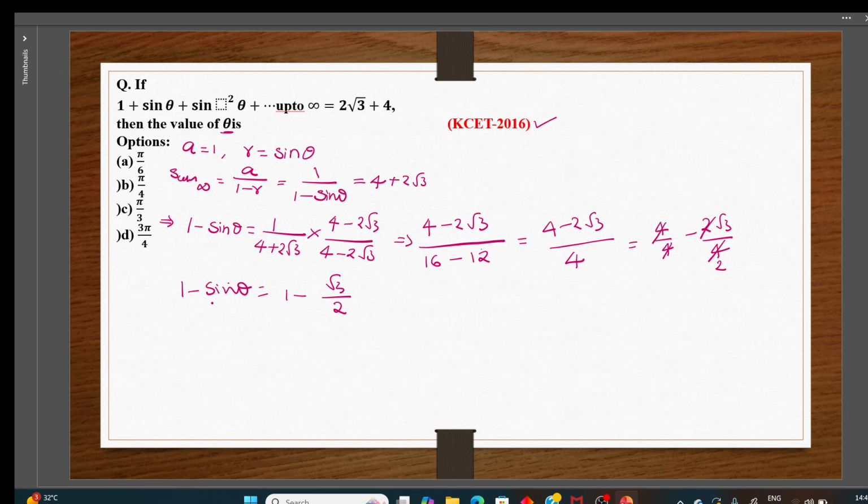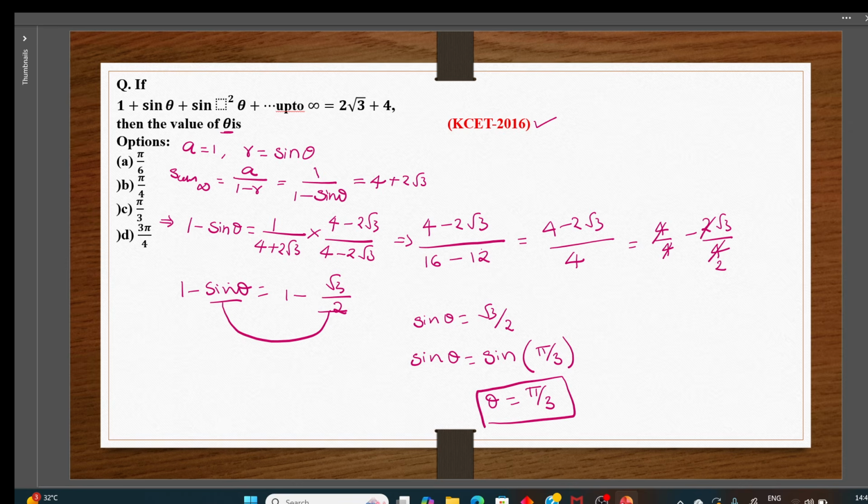So here, what is sin theta? Sin theta is equal to root 3 by 2. This can also be written as sin 60 degrees. Sin 60 degrees means in radians pi by 3. So what is the theta value here? Theta is equal to pi by 3. So pi by 3 is the correct answer. Option C is the correct answer.